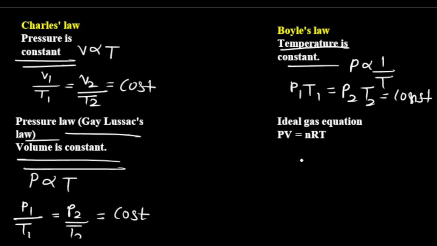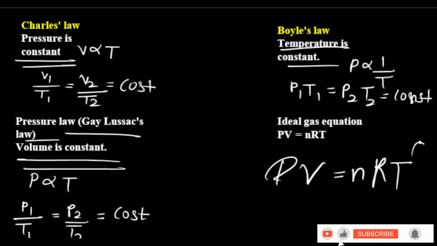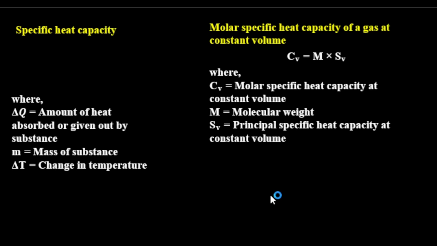Now the ideal gas law, which is most important: PV is equal to nRT, and this will always be needed for you to solve questions and for further studies also. So please remember this. Now let's go into specific heat capacity, which is denoted by S is equal to change in Q divided by M into change in T.